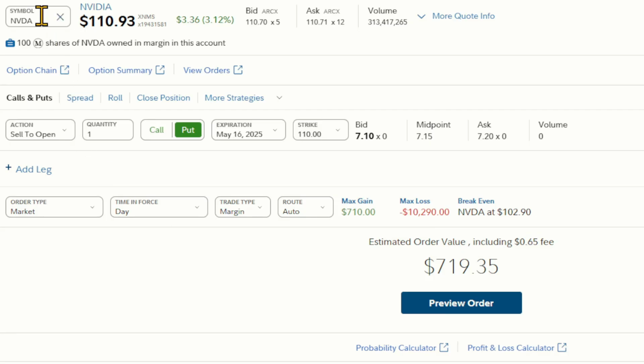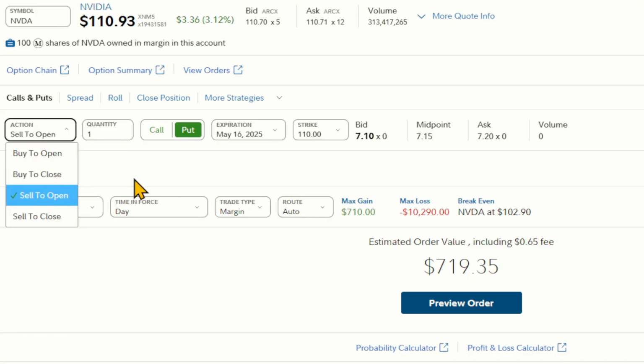So NVIDIA, again, is our guinea pig, 110.93. I own 100 shares. I'm selling to open in this case because I'm now a seller. We were buying to open, now we're selling to open.